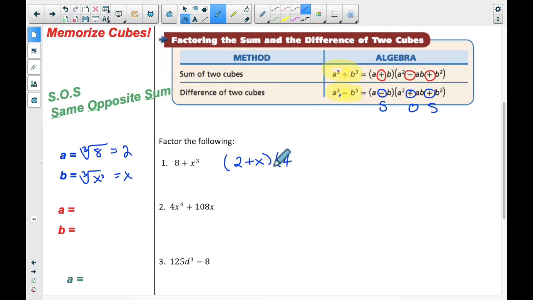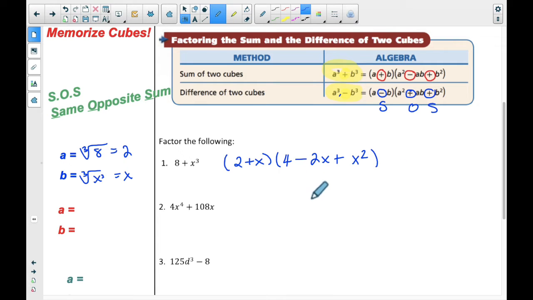And then same opposite sum. So that's the same. The next one is opposite. In the middle goes a times b. That's just 2x. And then sum is always a plus. And then b squared is x squared. So we're going to use these formulas as sort of a pattern of where to put all the numbers.